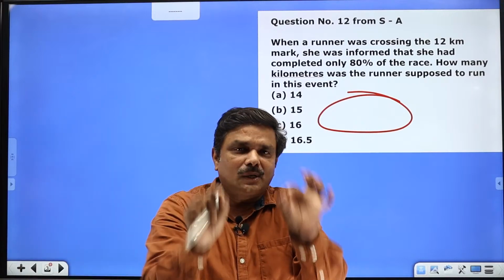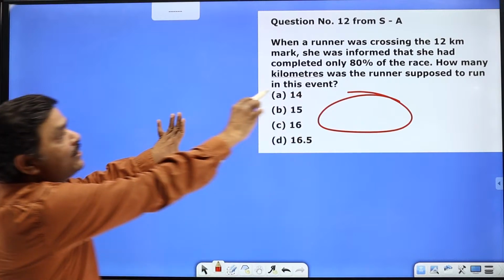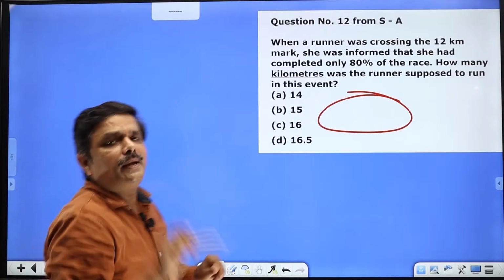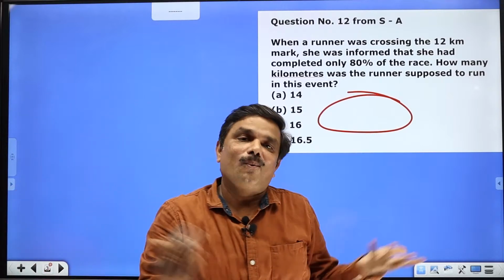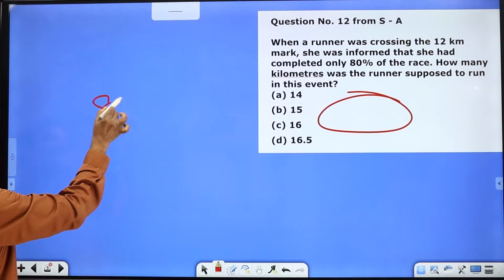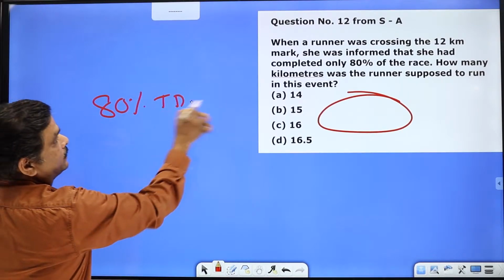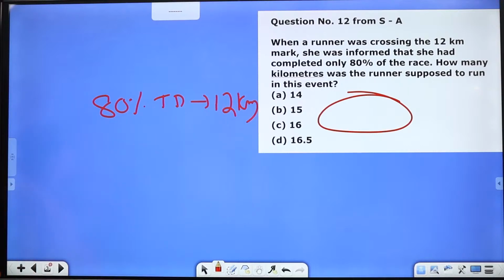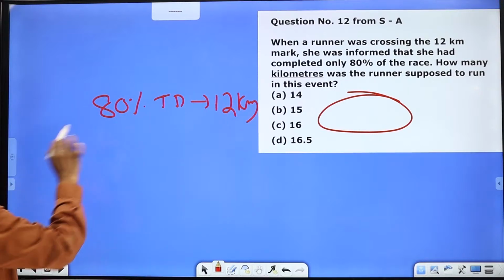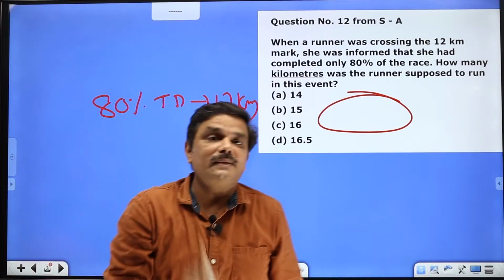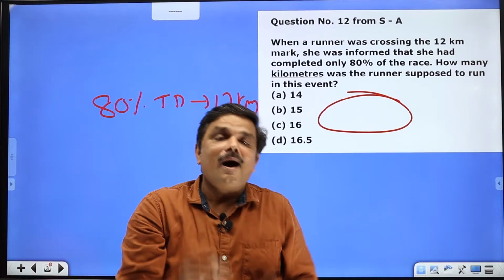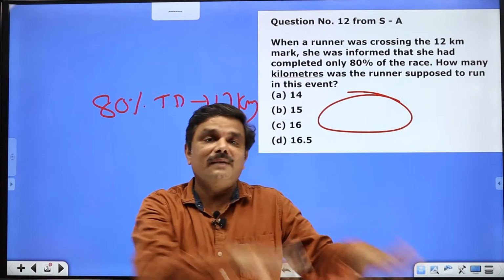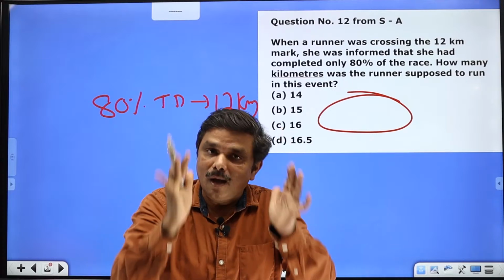Right? So basic way, the simplest way is, when she crossed 12-kilometer mark, she was informed that she has completed 80% of the total distance. What is the meaning of this one? 80% of the total distance is equal to 12 kilometers. As simple as this one. When 80% is 12 kilometers, total is always equal to 100%. Or if it is given in fraction, total is equal to 1. If it is given in percentages, total equal to 100%.